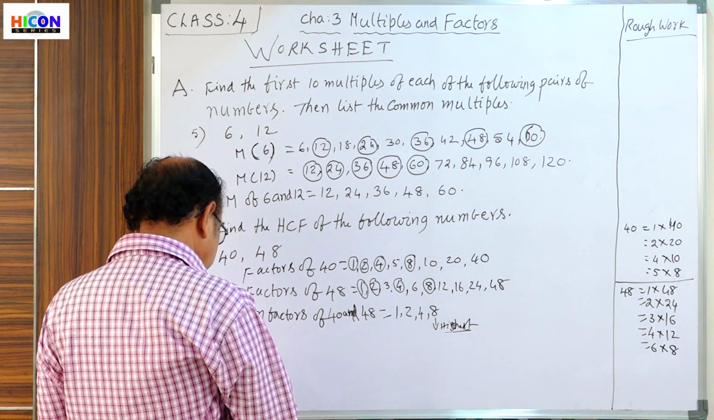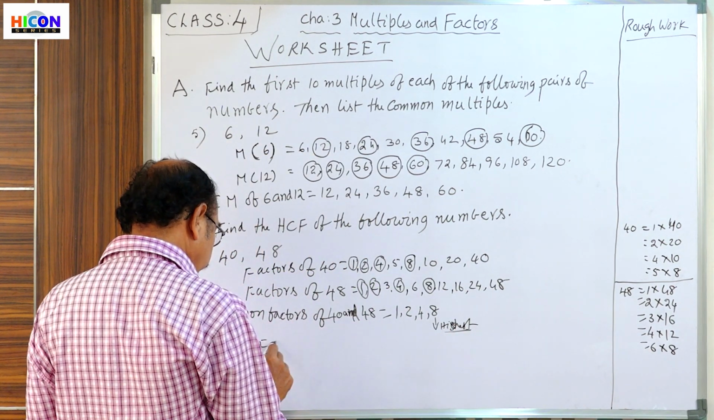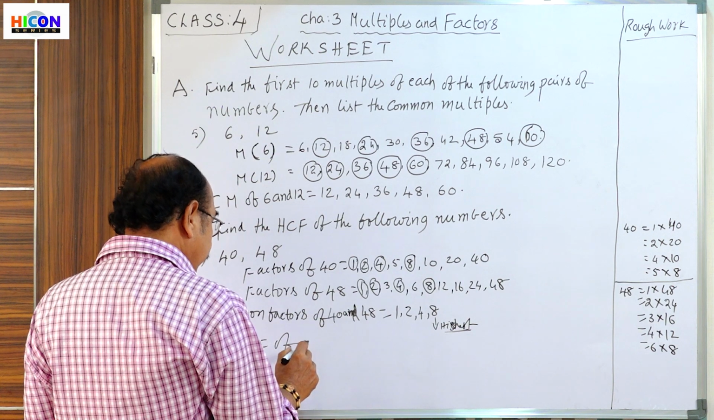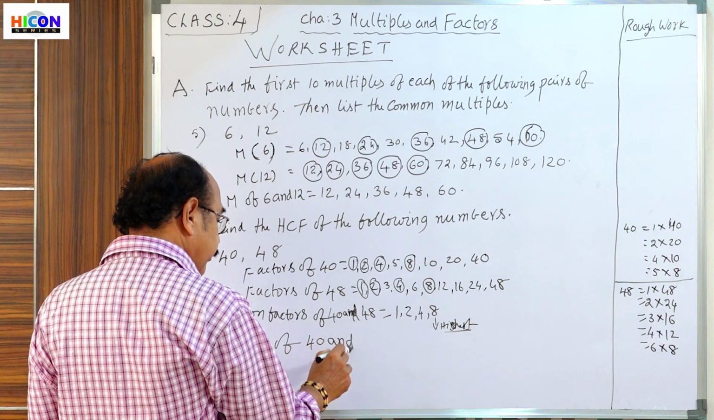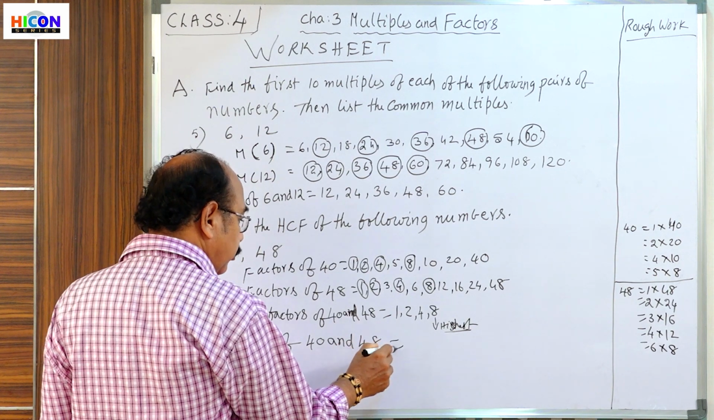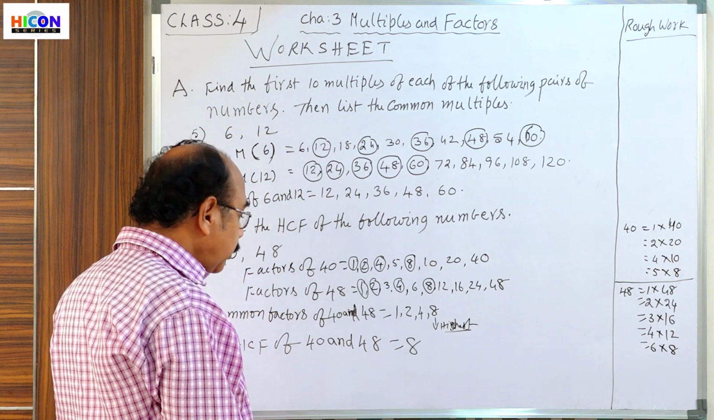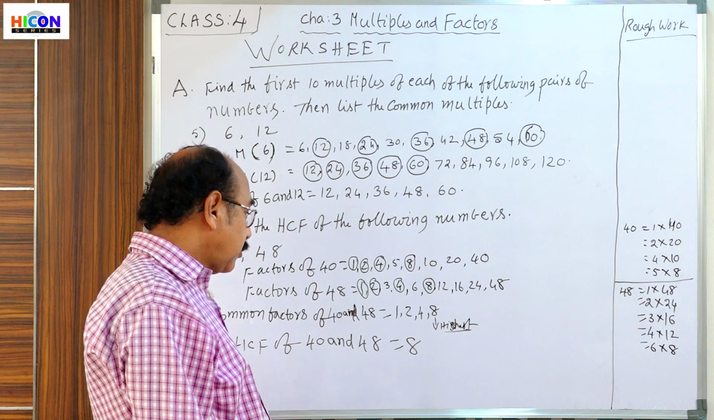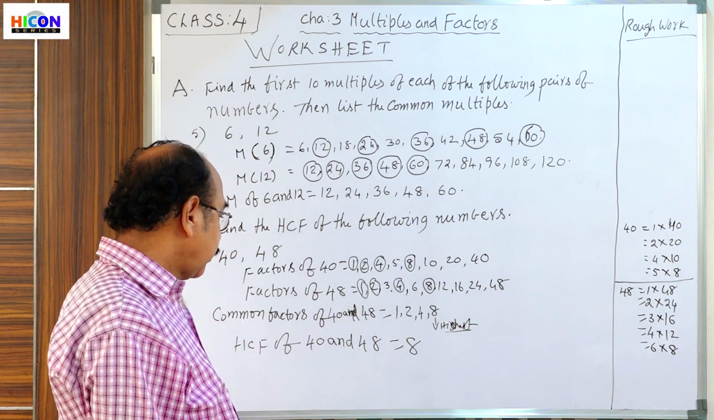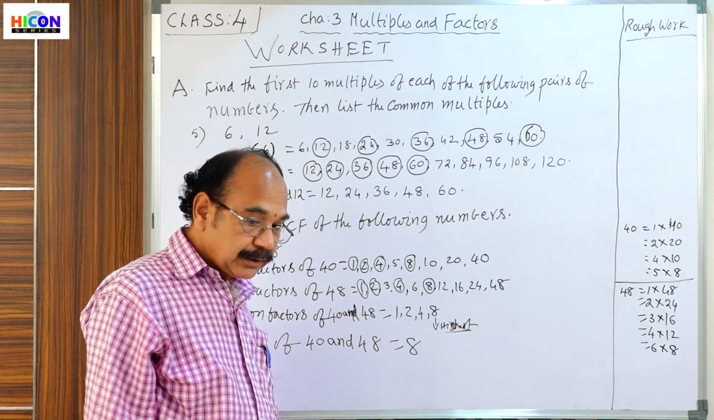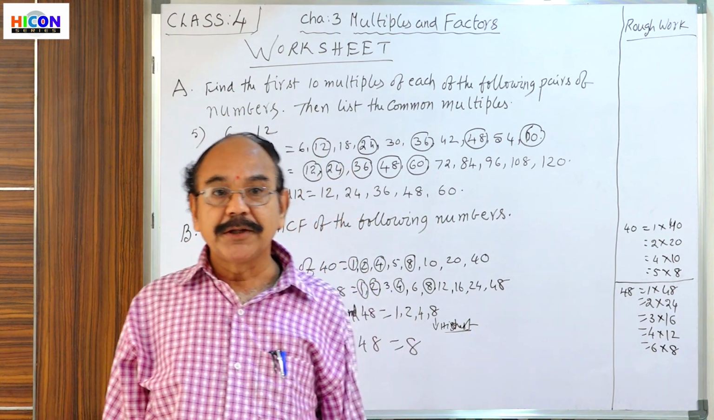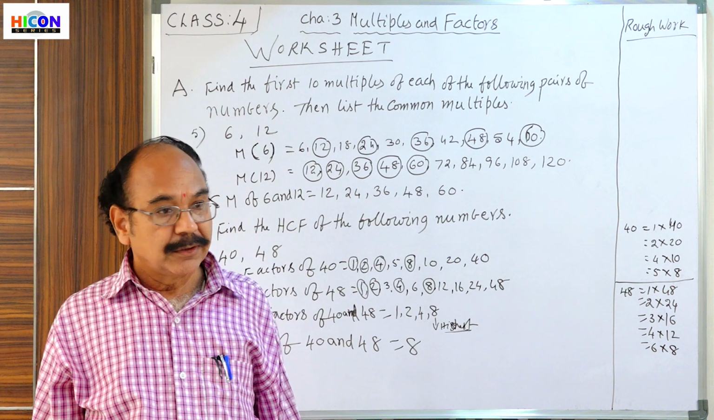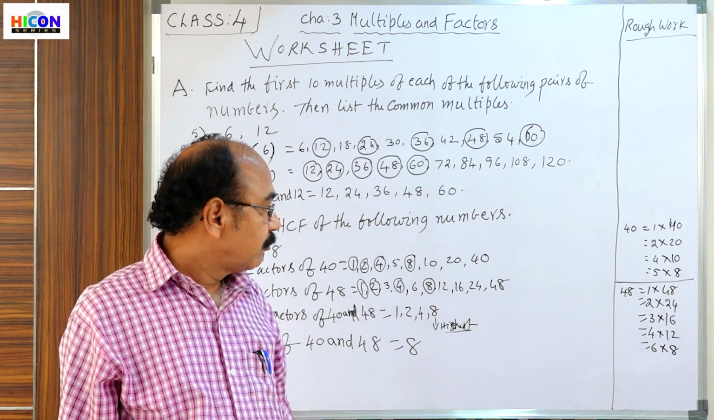So here HCF of 40 and 48 is equal to 8. 8 is the highest common factor. Okay, children. Like this, if the numbers are small numbers, we can find the HCF by writing the factors.